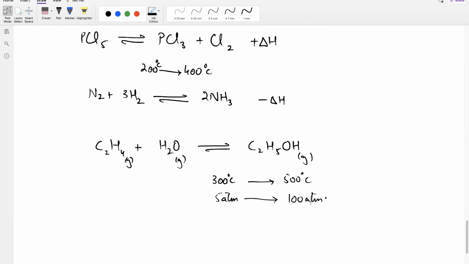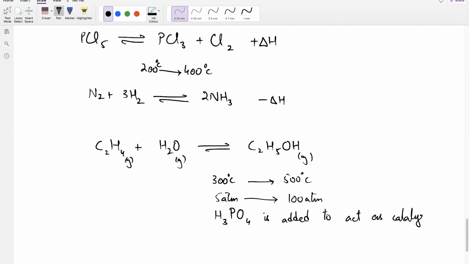On the left side, we have 2 moles. On the right side, we have 1 mole. So if we increase the pressure, the reaction is going to go forward, towards the side with fewer moles. So excellent, Zainab. Yes, it goes forward. The equilibrium favors the forward side.